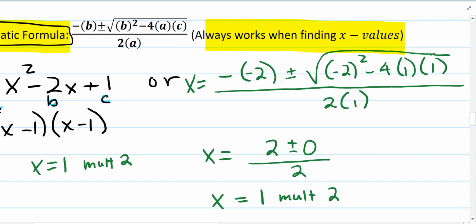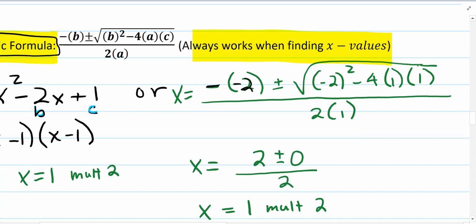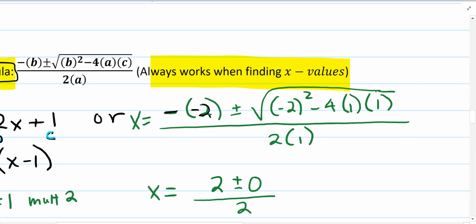So if we put this into the quadratic formula, which says the opposite of b, well, b is negative 2, so the opposite of b, plus or minus the square root of b squared, so negative 2 squared, minus 4 times a, which is 1, times c, which is 1, all over 2a, which is 1, and then we're going to simplify.